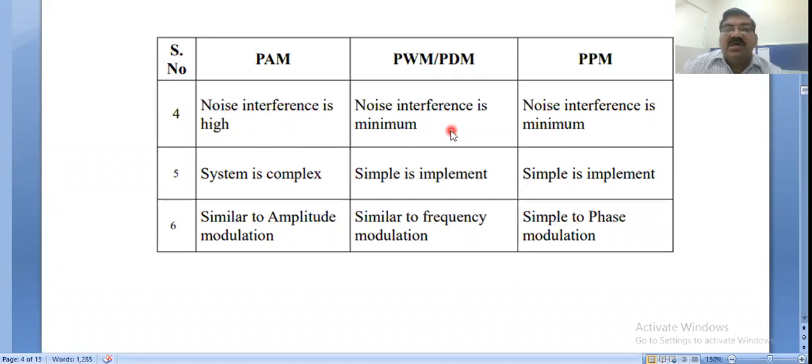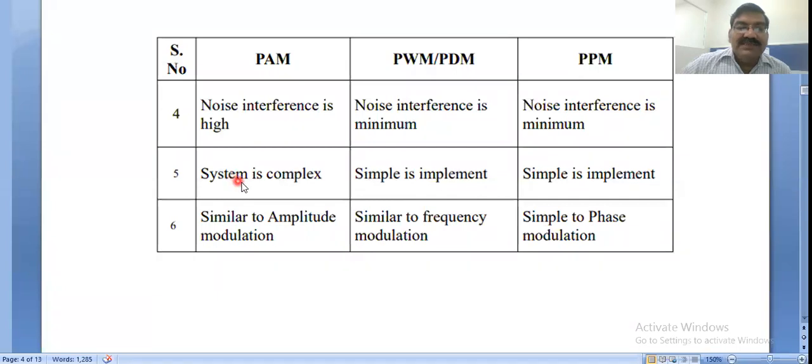But in both pulse width modulation and pulse position modulation, noise interference is not that high, because here we are varying the width of the pulse and here we are varying the position of the pulse. So the amplitude of the pulse remains constant. So in both, you will not have much noise interference. So the clarity of the signal at the receiver is better in pulse width modulation and pulse position modulation compared to pulse amplitude modulation. This is the drawback.